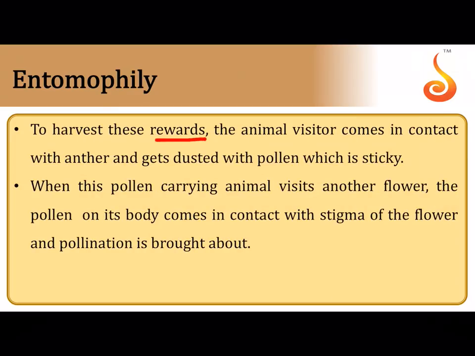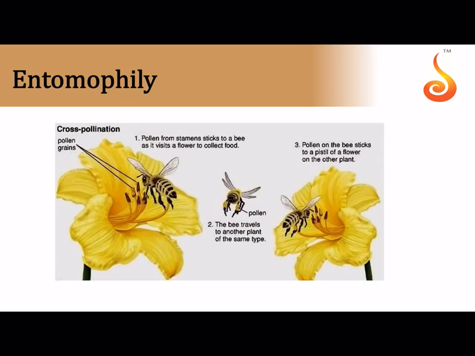To harvest the rewards, first the animal visits the flower. When it visits the flower, it gets dusted with pollen. It has visited one flower. In an attempt to get the reward, it gets dusted with pollen. And then it visits the second flower. And when it visits the second flower, whatever pollen is present on its body comes in contact with the stigma of that flower. That means what is brought about? Pollination is brought about.